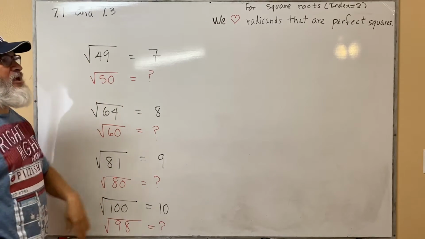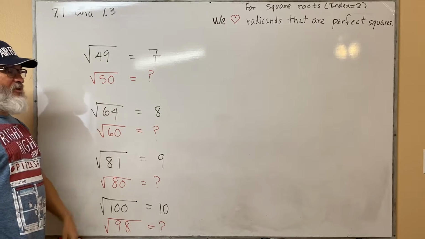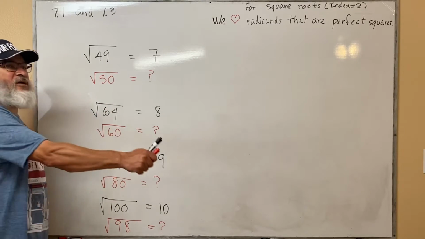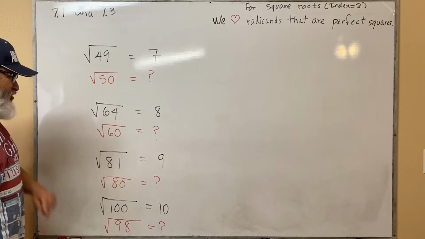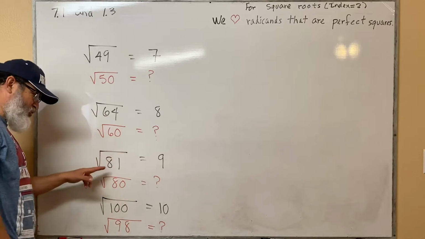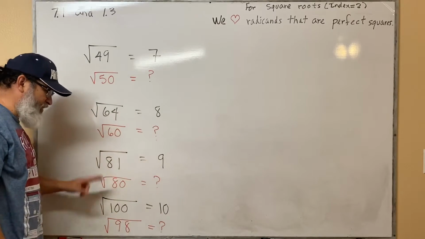What's the square root of 49? 7. What's the square root of 50? We stumble. What's the square root of 64? 8. What's the square root of 60? We stumble, right? What is the square root of 81? 9 with confidence. What is the square root of 80? We stumble.